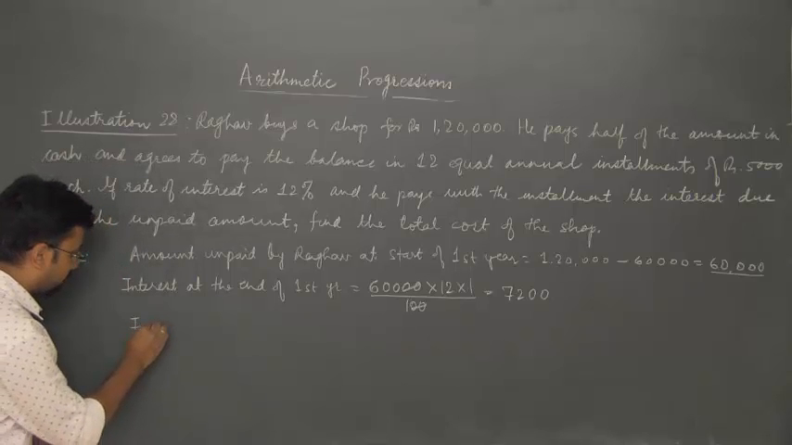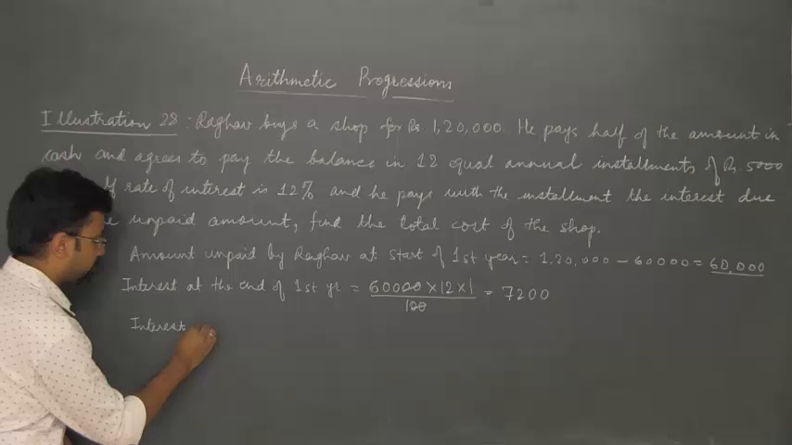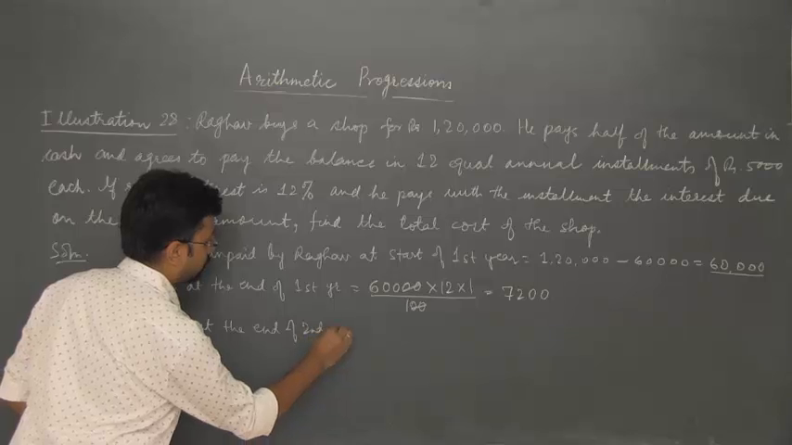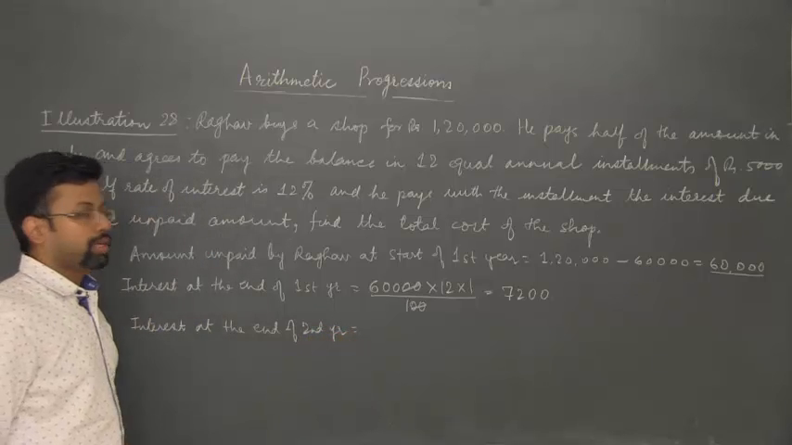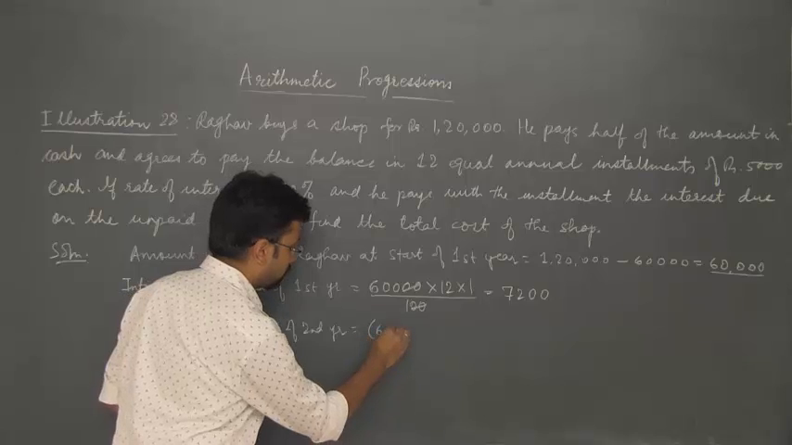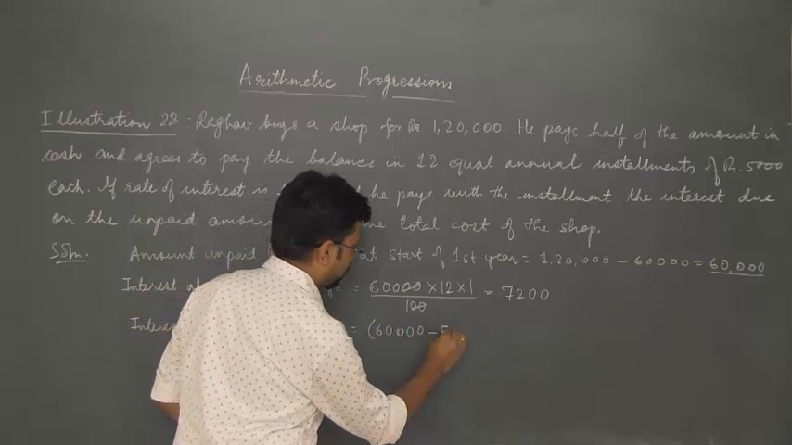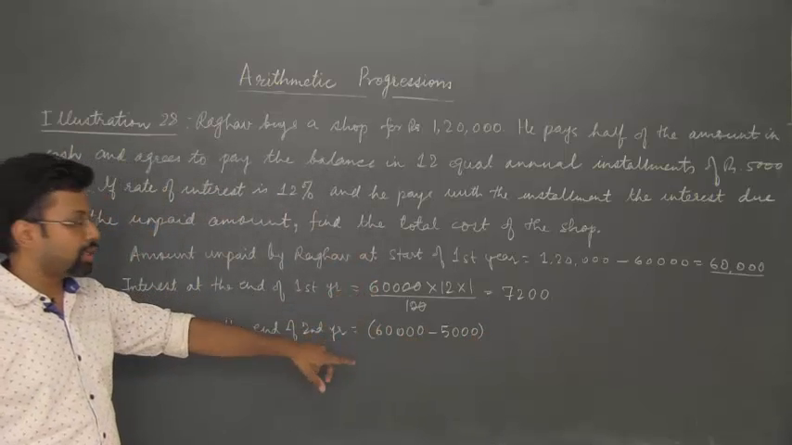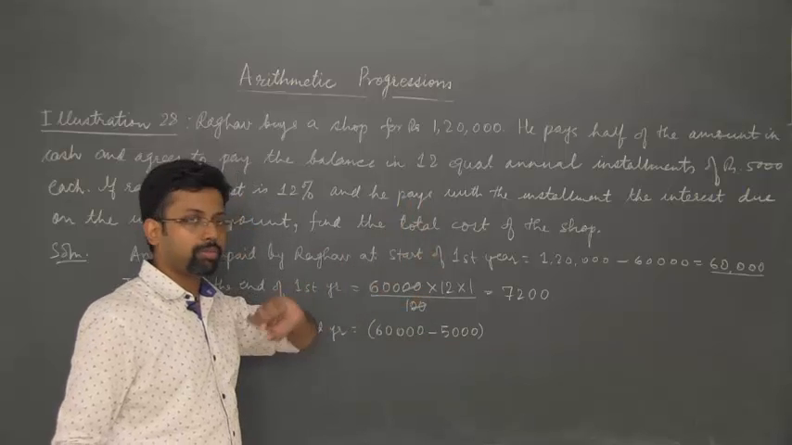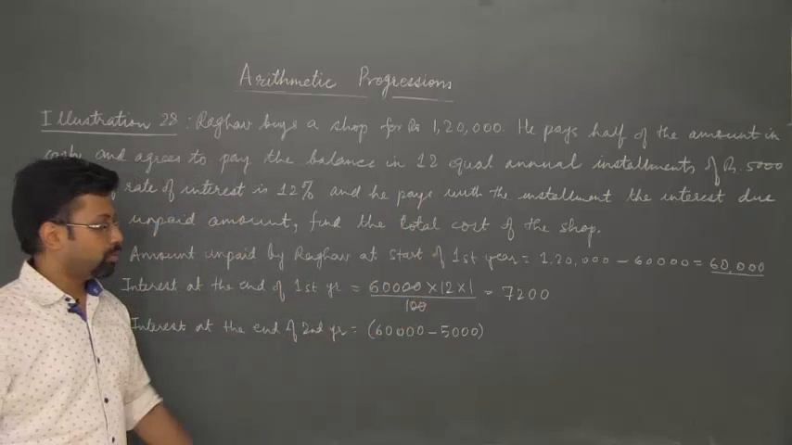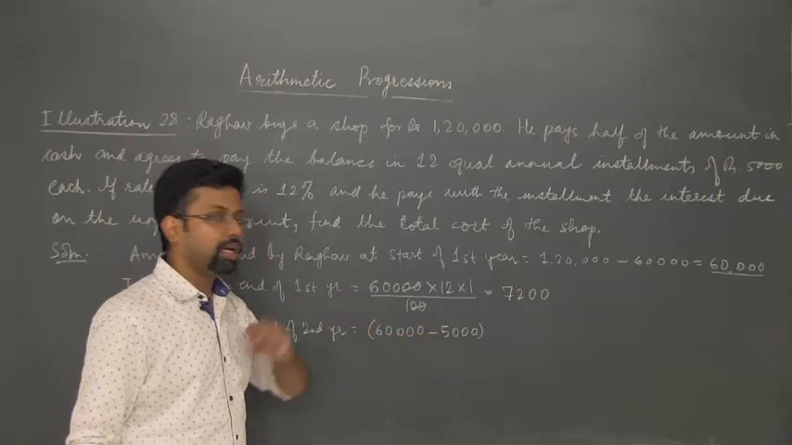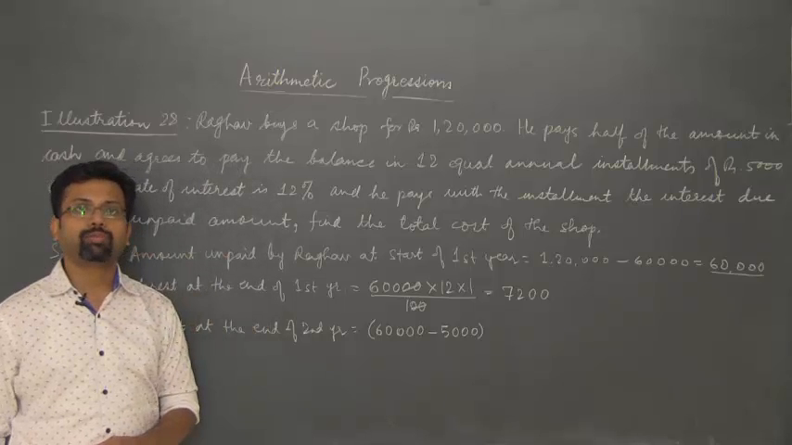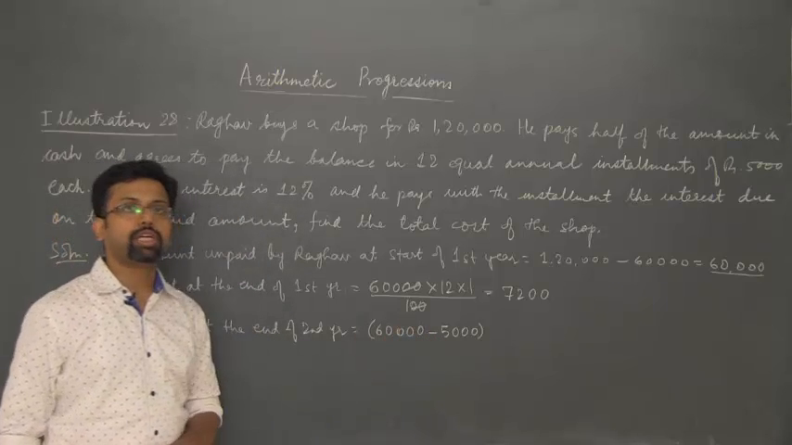How do we calculate the interest at the end of the second year? How do we do that? At the end of the first year, he paid 5,000 in installment. So this was the unpaid amount that was left. So for the entire second year, this would be the amount that has not been paid from the principal amount. So the interest will be charged on this amount.